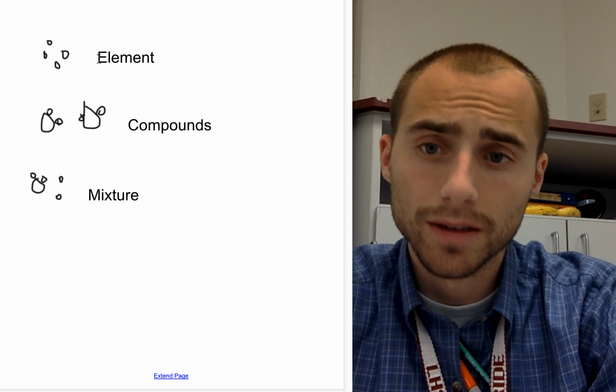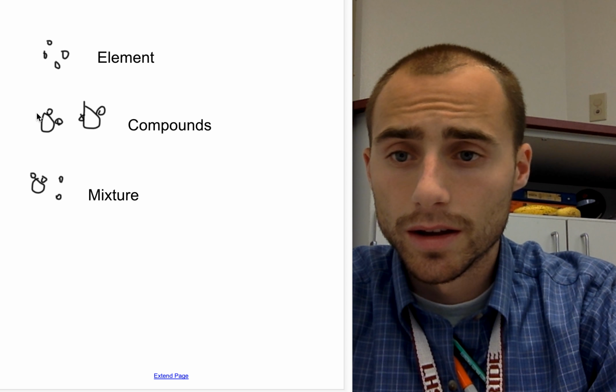Little circles like this, element. Big circle combined with littler circles, compounds. And then right here, the compound with the elements, that is going to be a mixture. So feel good about that.